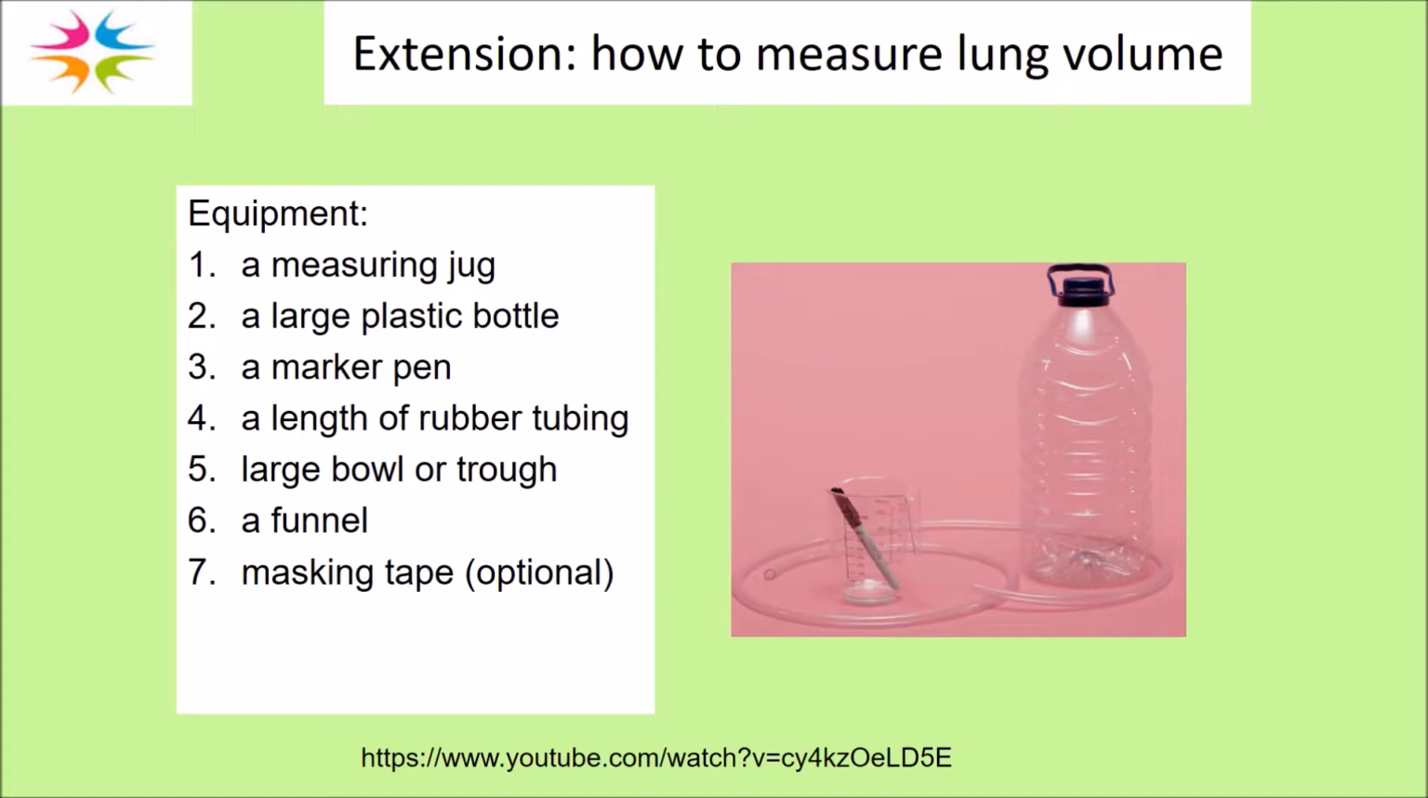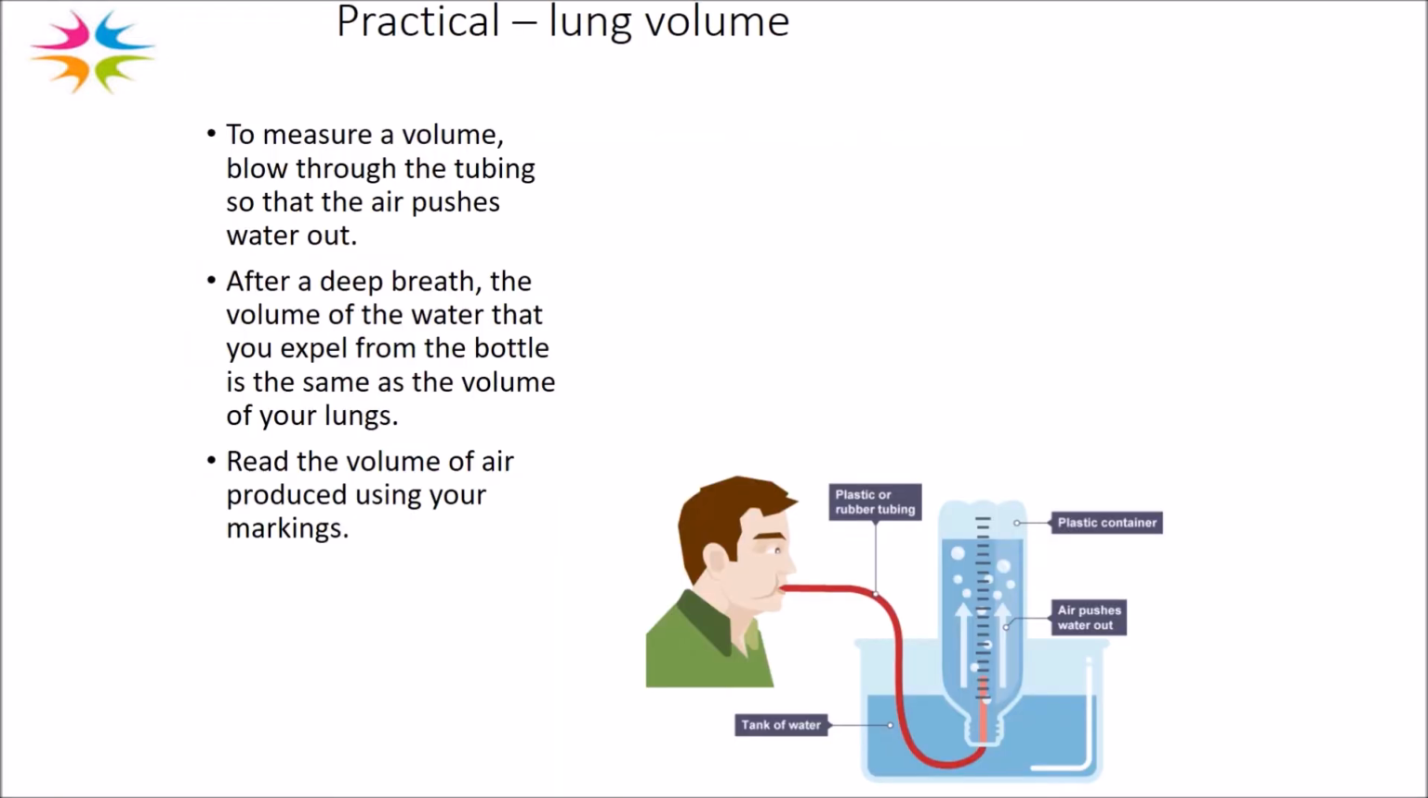Masking tape is optional. It depends on whether you use the marker pen on the outside of the bottle or whether you would like to put masking tape on the outside of the bottle and then use a marker pen or just an ordinary pen to mark off the levels of water. It's up to you. There is a video on YouTube that you can watch. Again, I have put the link on Show My Homework, and it goes through exactly how you need to do it. I have also included the method.